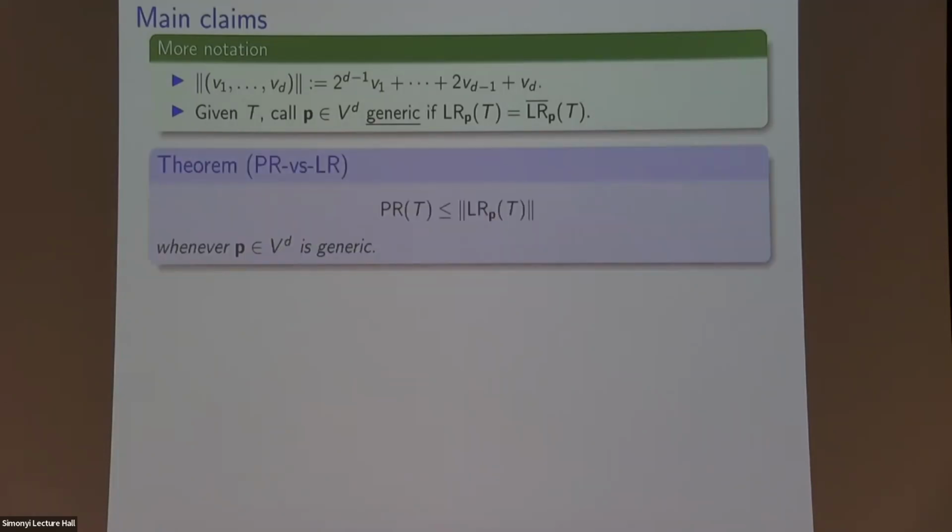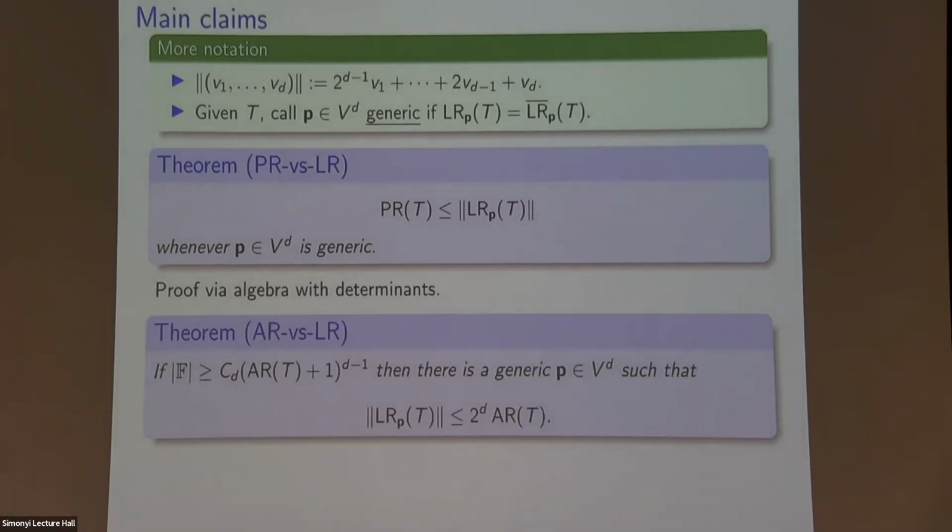Okay. So here are the two components that together finish the proof. First, if we can show that as long as you take a generic point, we can always bound the partition rank in terms of the norm of the local rank. That's one half of the proof. The proof here, I'll talk more about it, but basically it's algebra with determinants. We're building a formula using determinants.